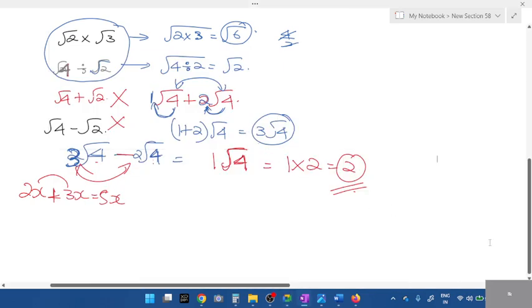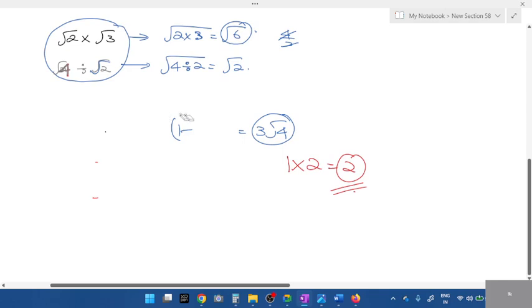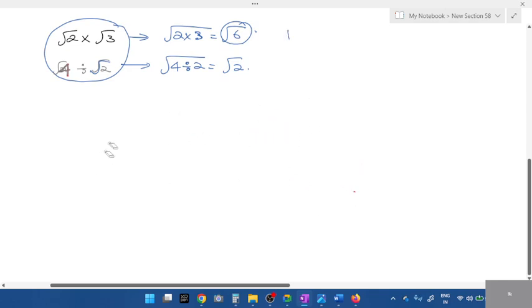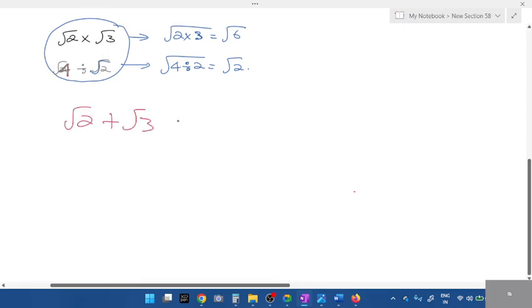Okay, complete this, students. Just write these two. Only for multiplication, division. For addition, subtraction, it remains as it is. Answer is the same. You can't add or subtract.